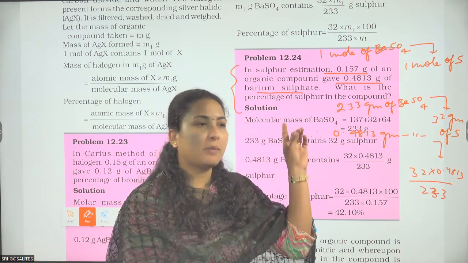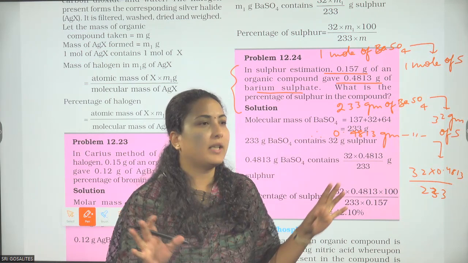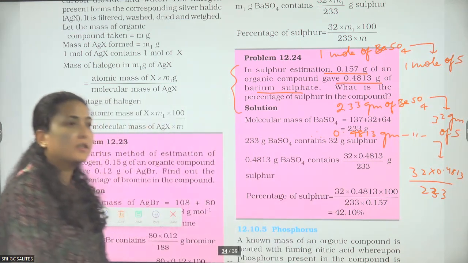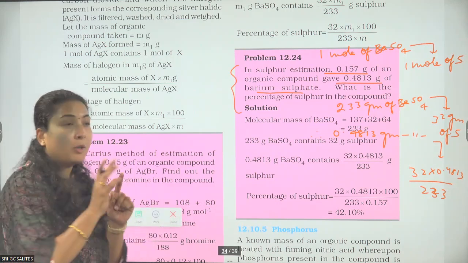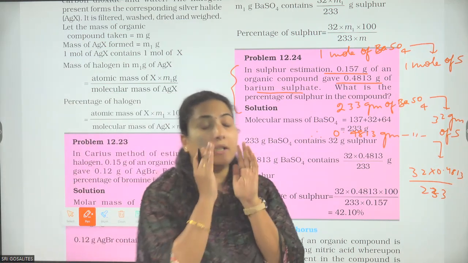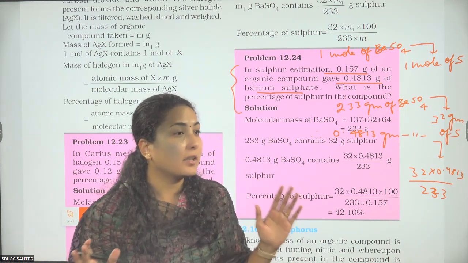This you divide by the mass of organic compound into 100, that will give you the percentage of sulfur. Is this clear? It's very simple, okay? Understood? So I'm again telling you, you just remember in which form your element is getting converted.